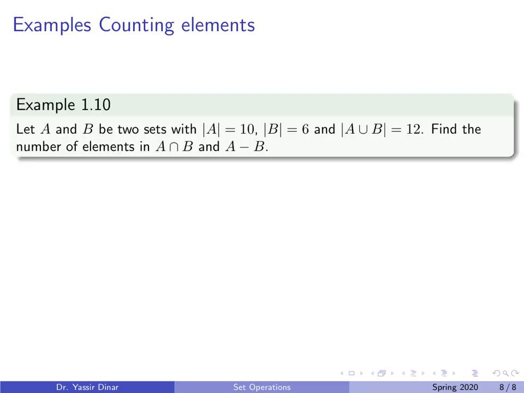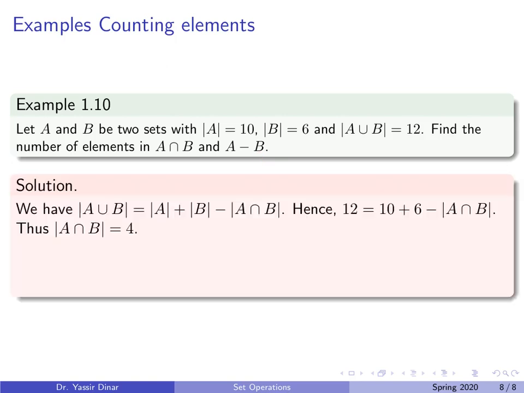Here is another example. Suppose that A and B are two sets. I know that the number of elements in A is 10 and the number of elements in B is 6, and the number of elements in the union is equal to 12. We want to find the number of elements in the intersection and the number of elements in the difference by using the counting formulas I gave in the previous slide.